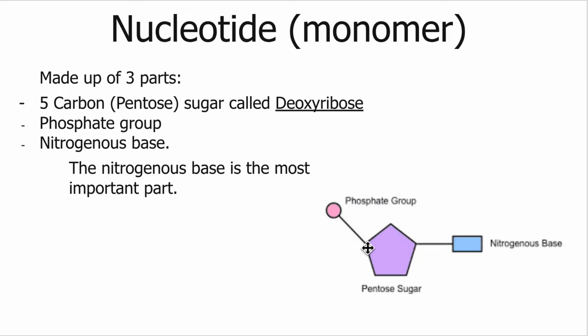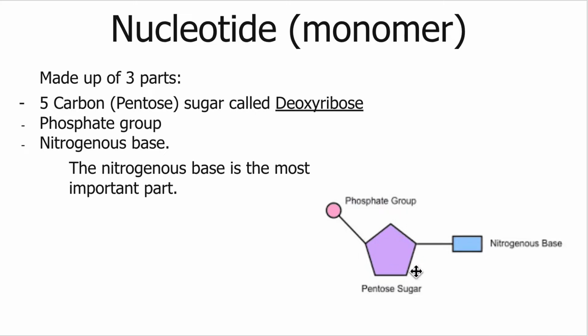There are two different types really that we're going to see in our nucleotides. One is called deoxyribose. The other one is just called ribose. Deoxyribose is a pentose, or 5-carbon, sugar that's found in DNA. And then ribose is a 5-carbon pentose sugar found in RNA.